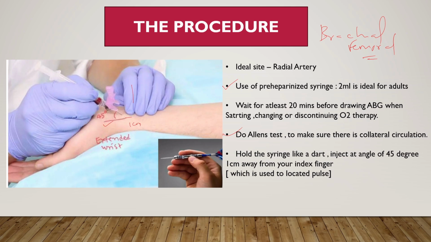If the patient is on oxygenation, if you're starting, changing, or discontinuing O2 therapy, we need to wait at least 20 minutes before drawing an ABG blood sample.